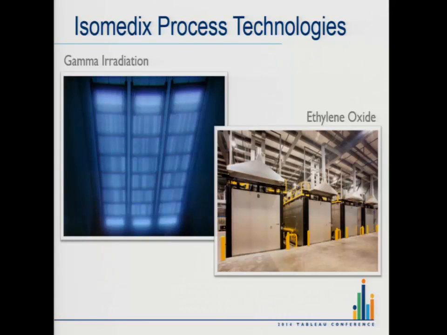The ethylene oxide gas takes longer for the cycle to go through. So a lot of customers like to use gamma, but sometimes plastics and things like that won't withstand the radiation levels. They'll get brittle, discolor. So that's why ethylene oxide gas is used for some of these things, not all gamma.